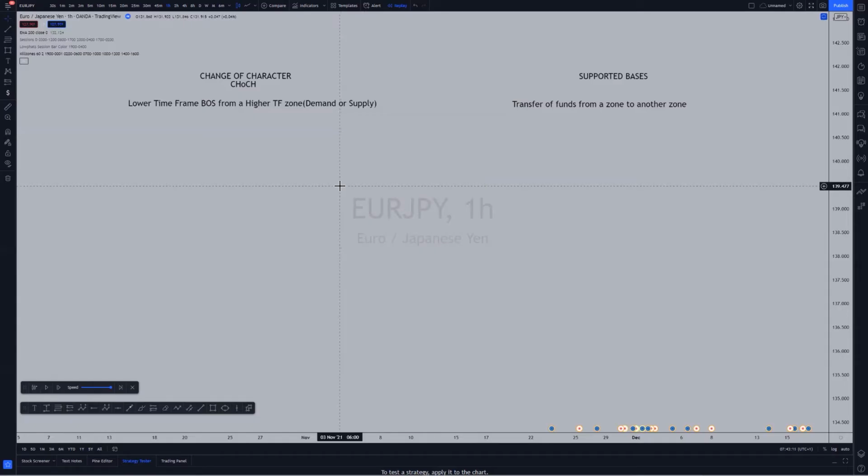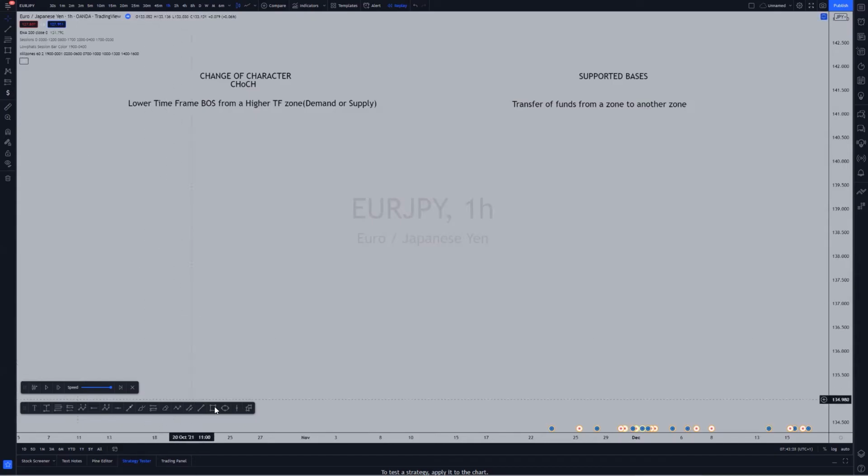Because a lot of people have been talking about it and like, what is change of character? You see it on people's chat recently on Instagram, on Facebook, and whatsoever. So the basic thing is that change of character is a lower time frame break of structure from a higher time frame zone. Let me give you an example.